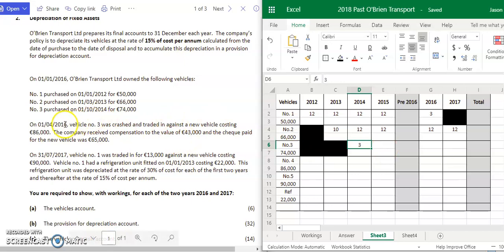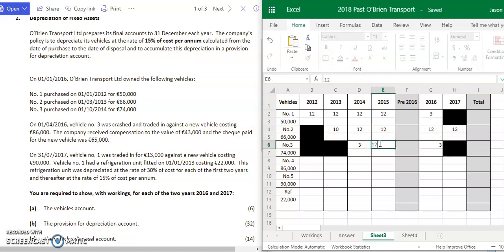So we go to 2016, and we only had it for 3 months in 2016 because it was crashed on the 1st of the 4th. So we only have 3 months in 2016. So we don't have it for 2017, so you can blank it out. And then we have 12 months in 2015, so make sure we include that.